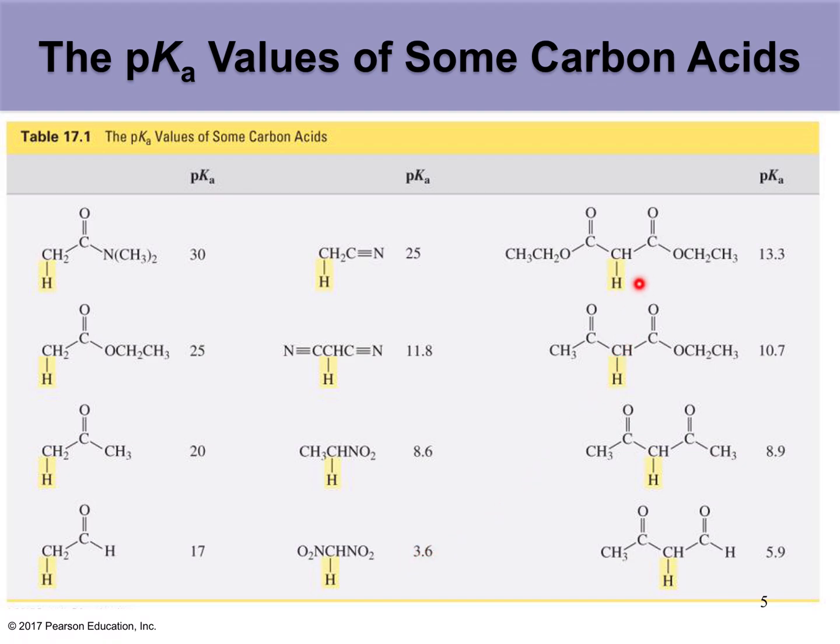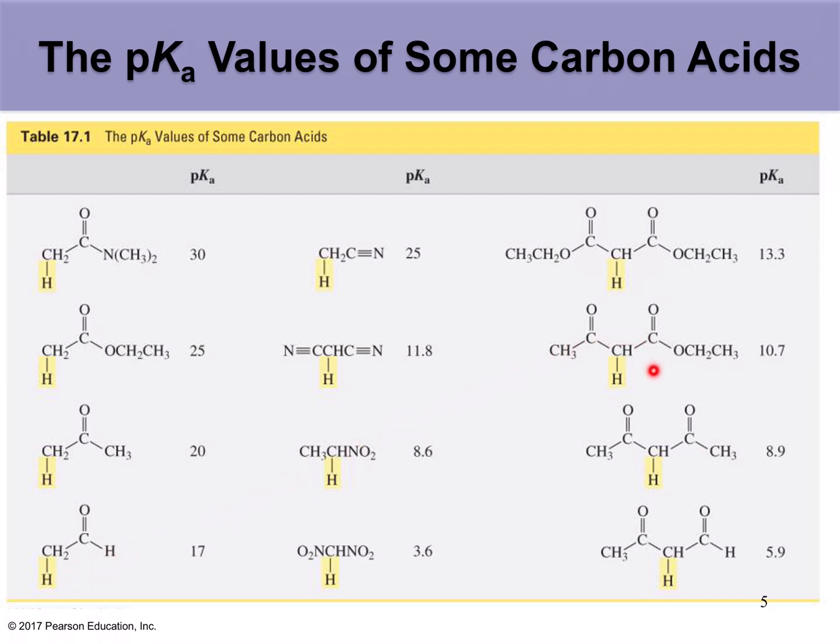And here's another one. Now you can see here there are two carbonyl groups. You see here this carbon is alpha to this carbonyl group as well as this carbonyl group. So it is 13.3. It's even more acidic compared to the aldehyde alpha hydrogen.